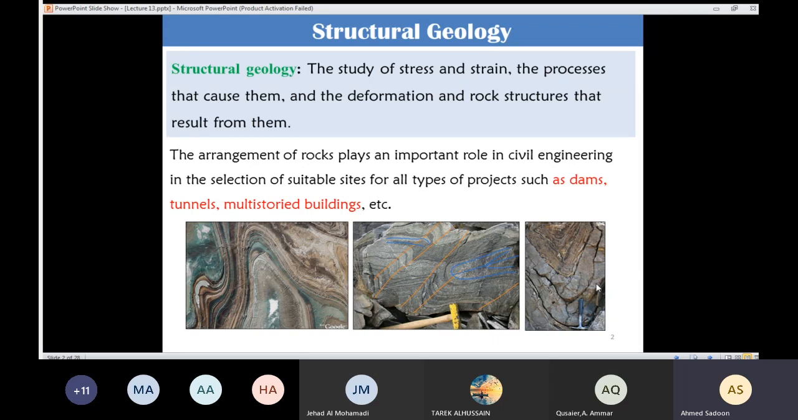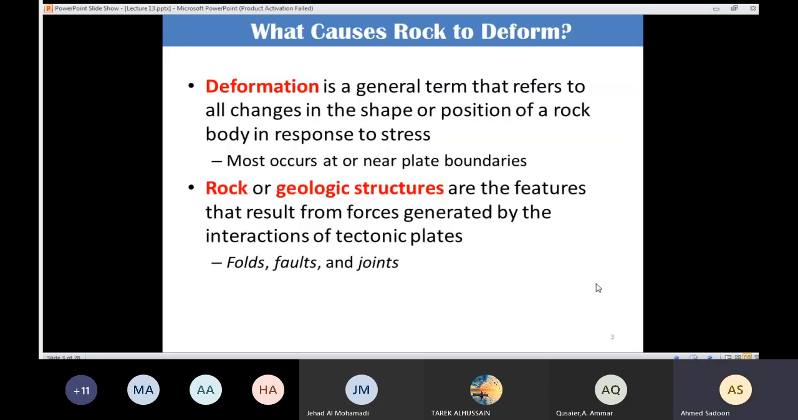But first, when we say deformation, it's a general term, not a specific one. It refers to all changes in the shape and the position of a rock. So if you have changes in the shape, or if you have changes in the position of the rock because of stress, we are going to say we have deformation in general.